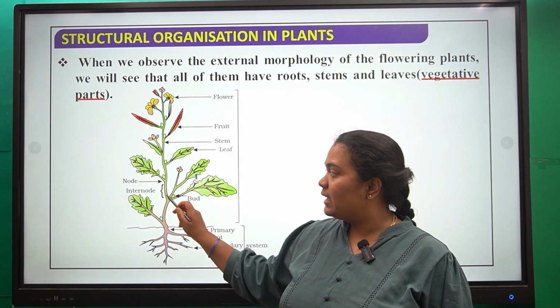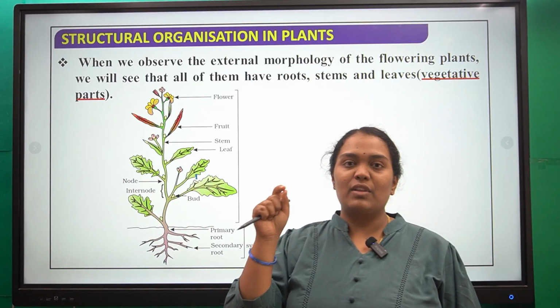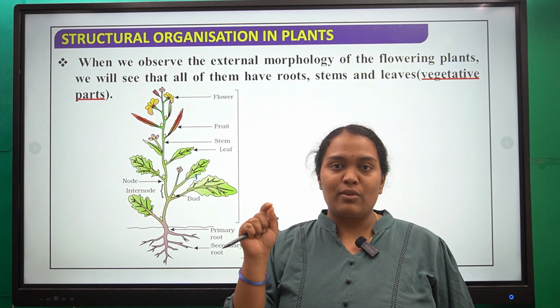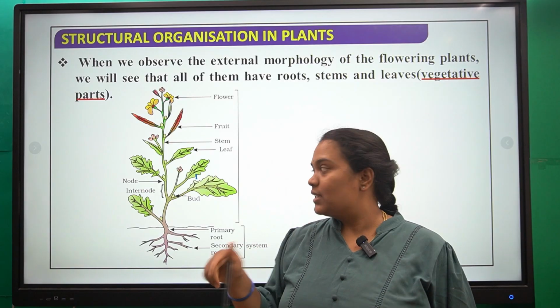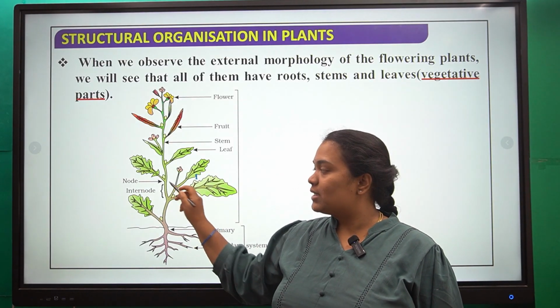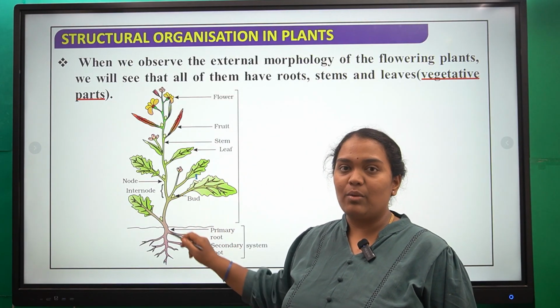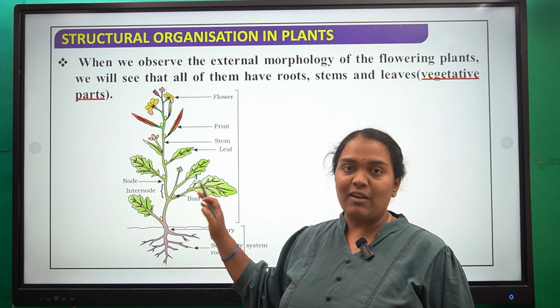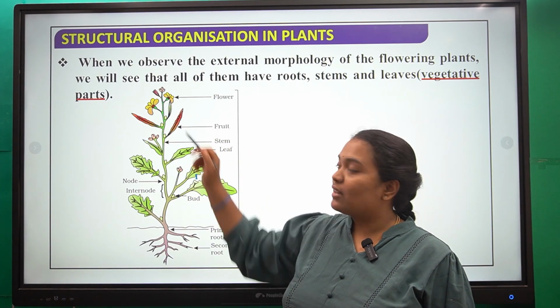Then you have the internode. Internode means from one leaf to the other leaf. The base of the leaf is called a node, or the base of the stem is called a node. So the space between two nodes is called the internode. Then you can see here the node is the base of this leaf. This is the leaf, and the stem is the main body to which the leaves and flowers are attached. Then you have the fruit here and finally the flowers.